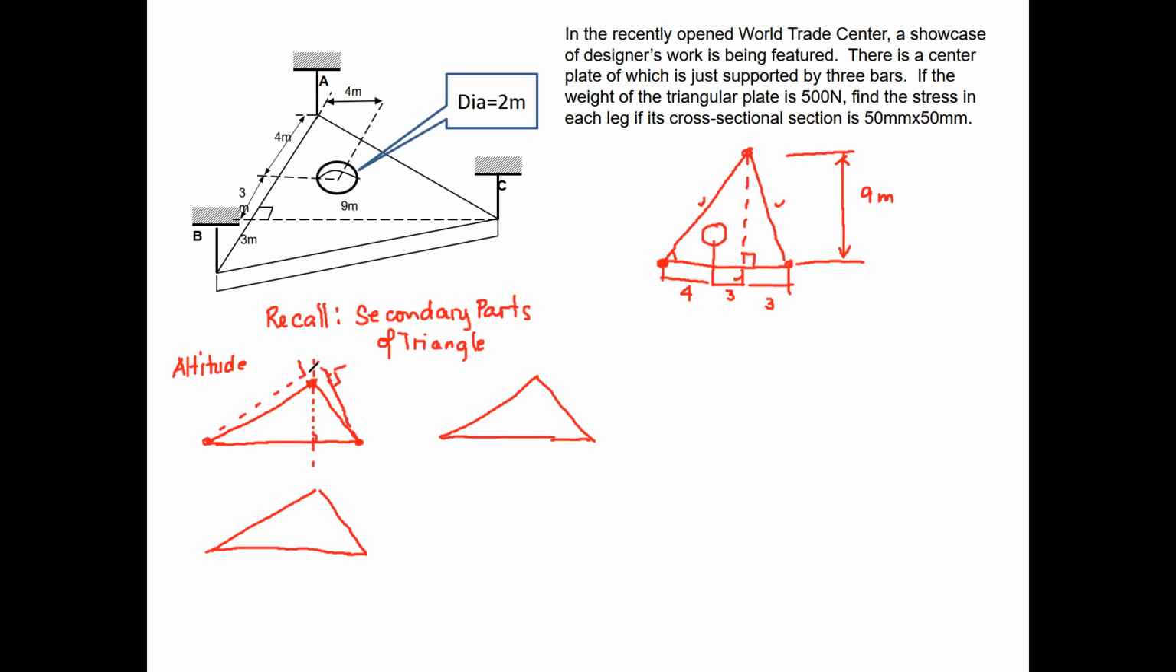Now, all altitudes will intersect at a common point. And this is known as our orthocenter. Intersection of all our altitudes.